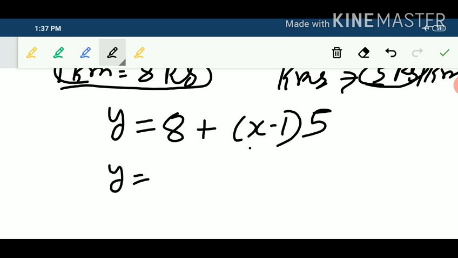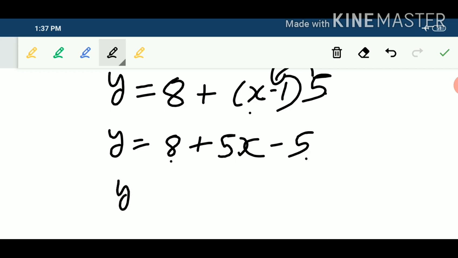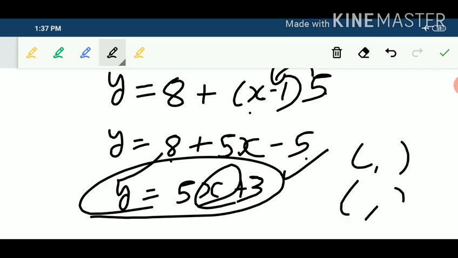Simplify this, it becomes y equals 8 plus 5 multiplied with the bracket, 5x minus 5. 8 minus 5 is 3. So the equation is y equals 5x plus 3. This is the equation of this question. Now you have to plot this equation on the graph. Take any values of x, find the values of y, find the coordinate points, and plot these points on the Cartesian plane. That is our answer.